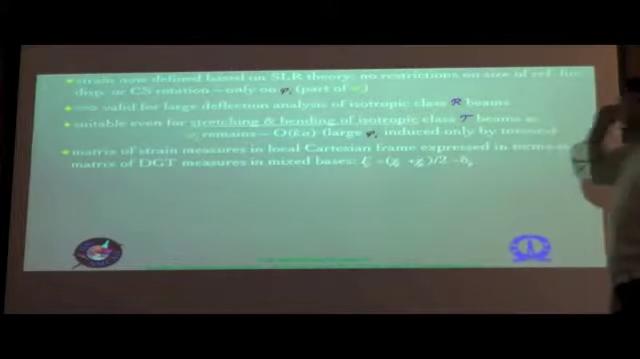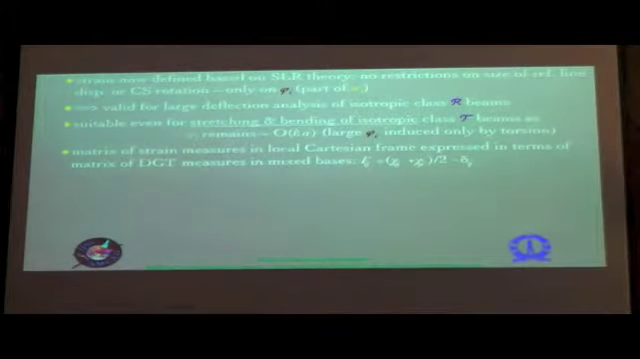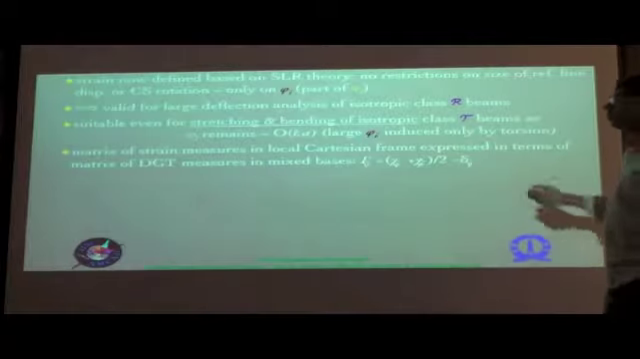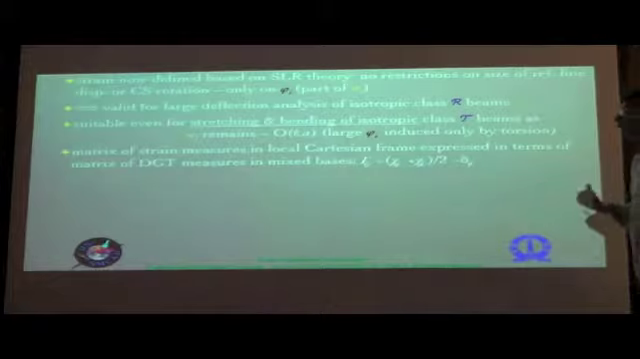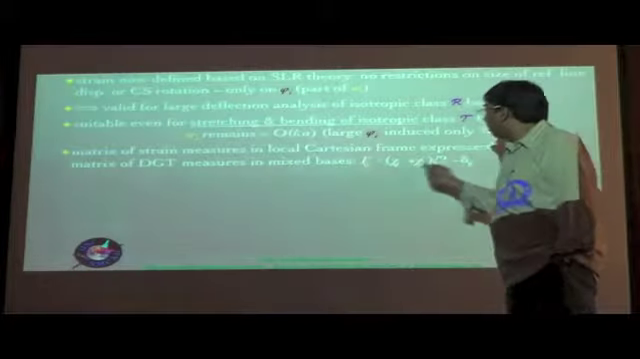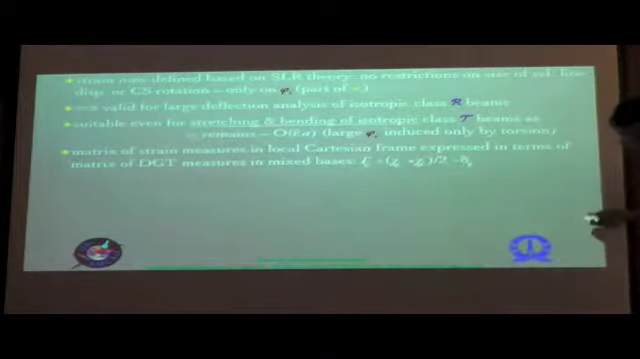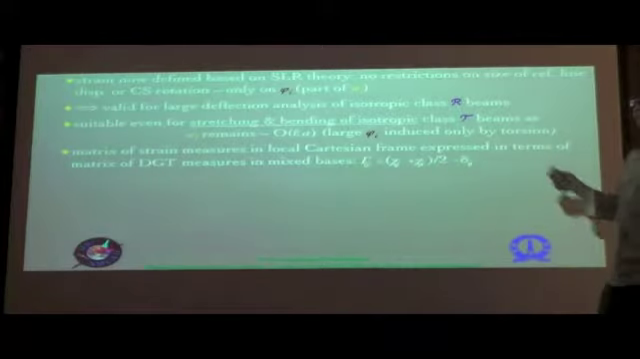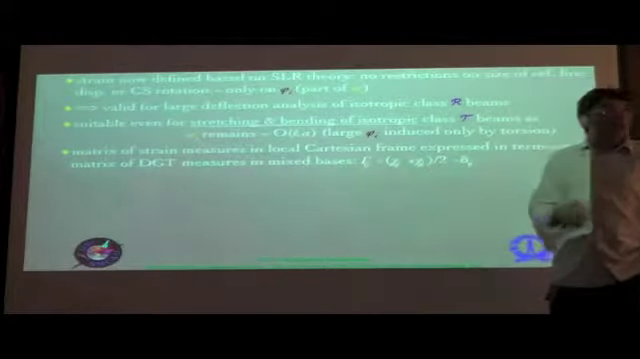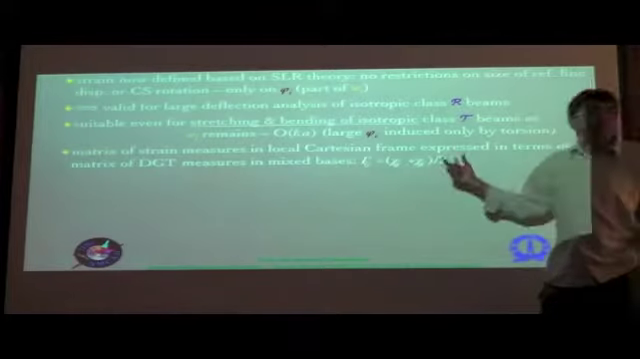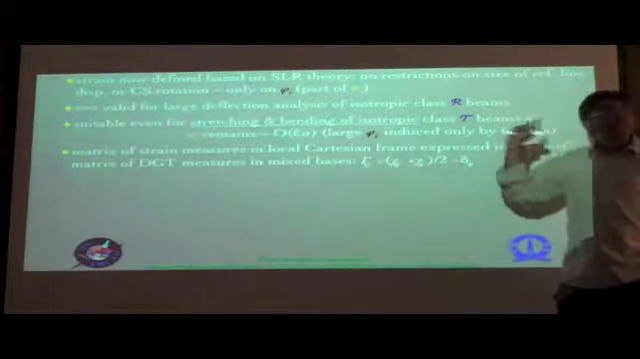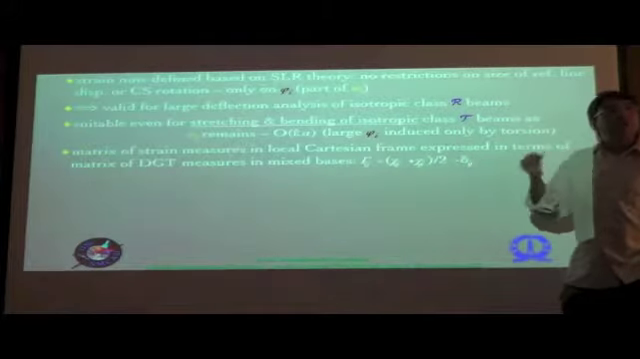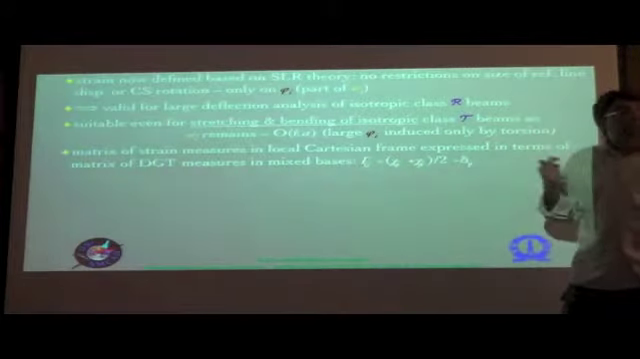Next, the matrix of strain measures in the local Cartesian frame is expressed in terms of the matrix of the deformation gradient tensor measure numbers in the mixed frame, of course. And that is basically this. This is what we have derived for the small local rotation theory, where only the symmetric part of the deformation gradient matrix in mixed form contributes, the local rotations don't, which are basically directly related to the skew symmetric or anti-symmetric portion of the deformation gradient matrix.